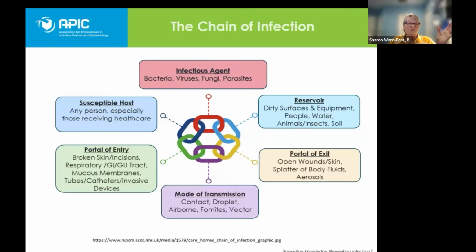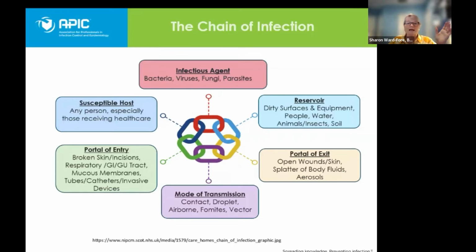Fourth is the mode of transmission. And this is how organisms are transmitted from one person or place to another. This could be on someone's hands, on an object, through the air, or bodily fluid contact. Fifth is the portal of entry, and that's really any route that infectious agent uses to enter another person.